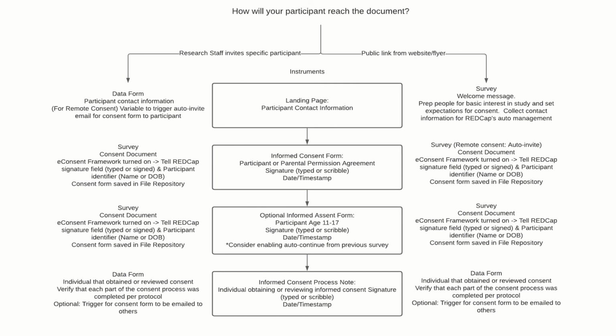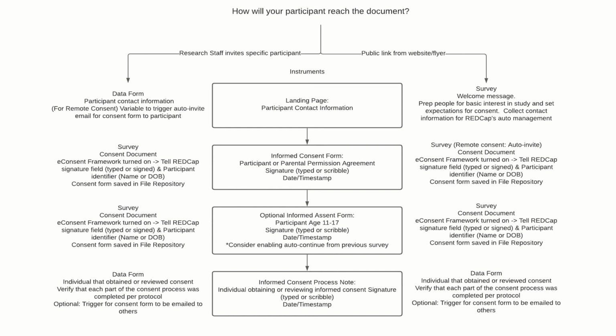So when you are building out your tree here, you have to think of what works within your study, and you need to go based on what your protocol says you're going to do. The other option is maybe you have a flyer or a website or something like that, and you're going to use a public link, in which case your first record spot is a survey instead of a data form.